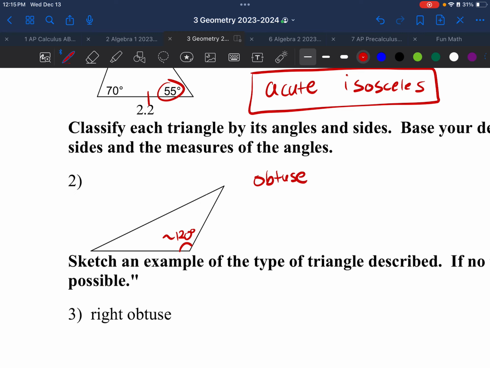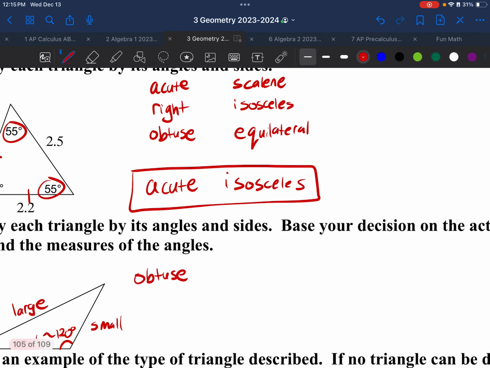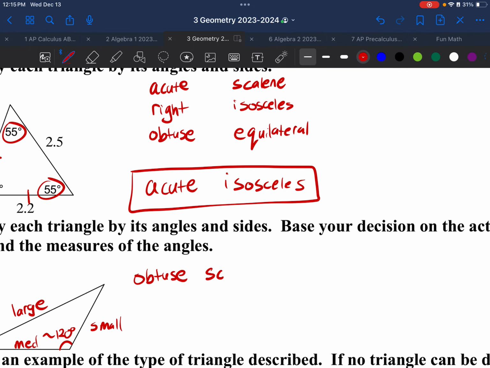for my angle word. And for the side length word, I don't think this length and this length are different lengths. This length is clearly way bigger. I'm pretty sure this is small, and this is medium, and this is large. They're all different lengths. When I have all different lengths, as I wrote up above, it's scalene. So this is an obtuse scalene triangle.